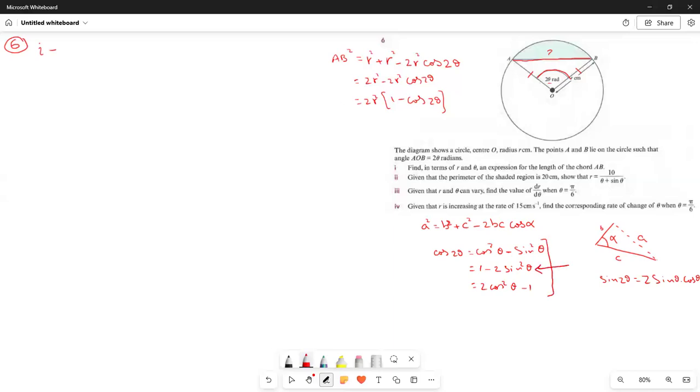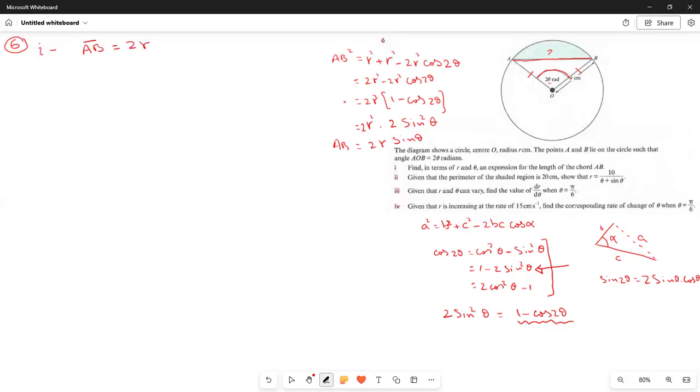I will use the middle one over here, this one. Okay, from here you can see that 2 sine square theta is equal to 1 minus cos 2 theta. Okay, so I will substitute 1 minus cos 2 theta by this thing. So it will become 2R square into 2 sine square theta. Okay, now if I take square root on both sides, then the side AB is going to be 2R sine theta. Okay, I hope it's clear. So part 1, the length AB is equal to 2R sine theta.